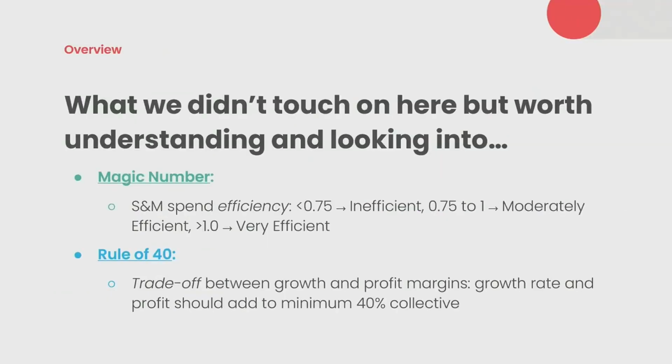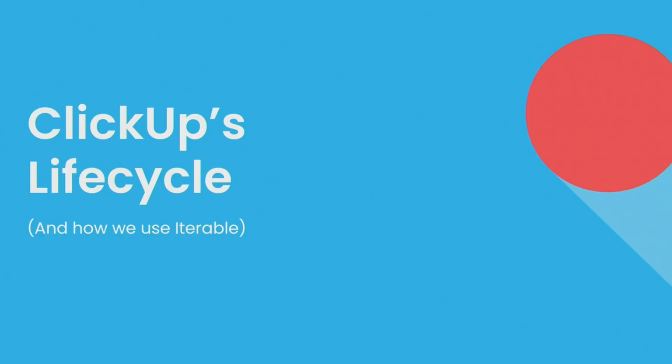Now, what we didn't touch on, but something worth looking into after this on your own time, magic number and rule of 40. Those are other big metrics for efficiency, but we're not going to talk about that today, and we're going to dive into some other fun stuff. Now, ClickUp's Lifecycle. This is where I'm going to talk to you guys about some journeys, some examples, a few different instances that you can actually take away and apply, or compare to your existing business for how things are set up depending on the type of product you have.